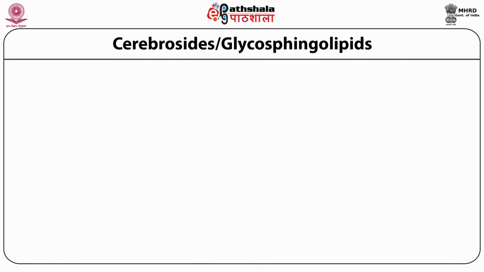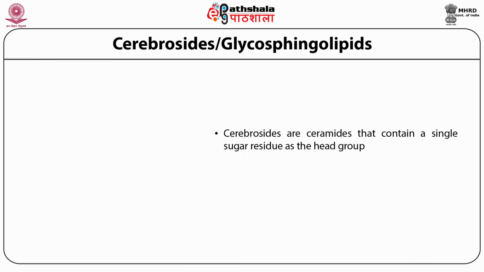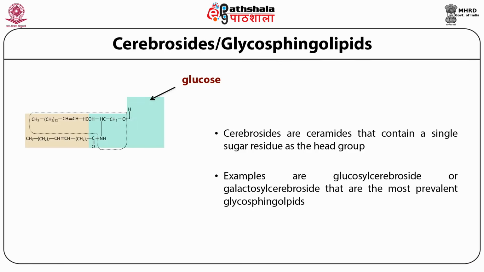Another subtype of sphingolipid is called cerebroside or glycosphingolipids. Cerebrosides are basically ceramides that contain a single sugar residue as the head group. As you can see in the structure, the sugar residue here is glucose. Examples of cerebrosides are glucosyl cerebroside or galactosyl cerebroside, which are the most prevalent glycosphingolipids.